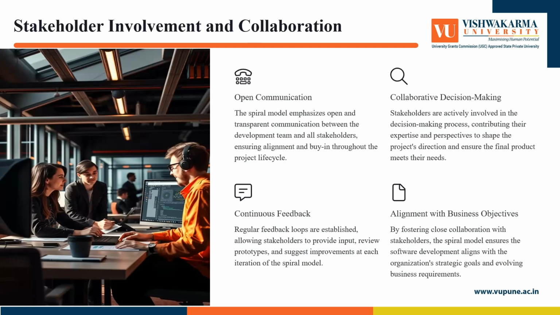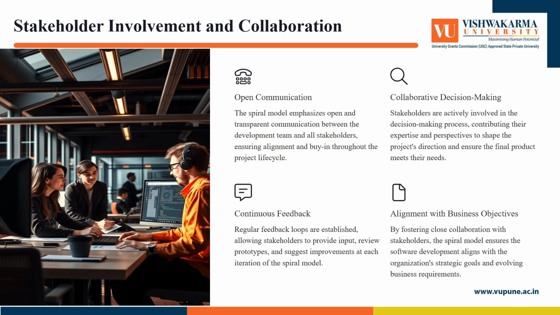Stakeholder involvement and collaboration. Open communication. The spiral model emphasizes open and transparent communication between the development team and all stakeholders, ensuring alignment and buy-in throughout the project lifecycle. Collaborative decision making. Stakeholders are actively involved in the decision making process, contributing their expertise and perspectives to shape the project's direction and ensure the final product meets their needs.